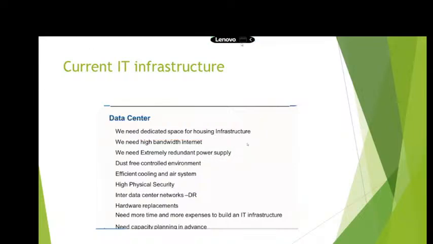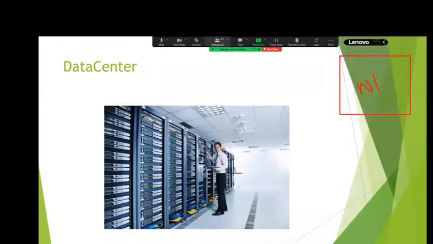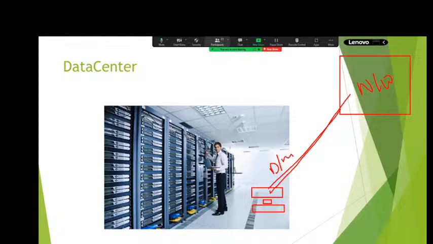High bandwidth internet in the sense, for example, my organization's data center is in New York and I am sitting in Hyderabad. To access the data, our application information and our database, we need high bandwidth internet. That is another cost, right?